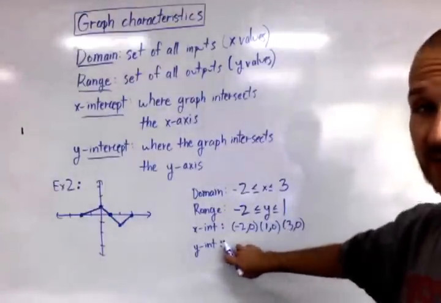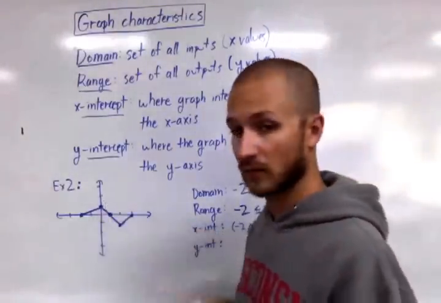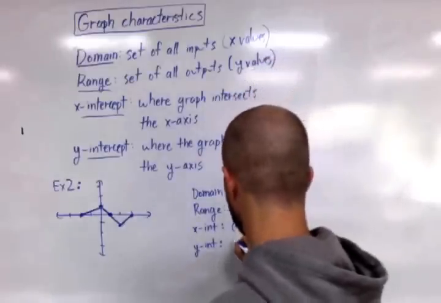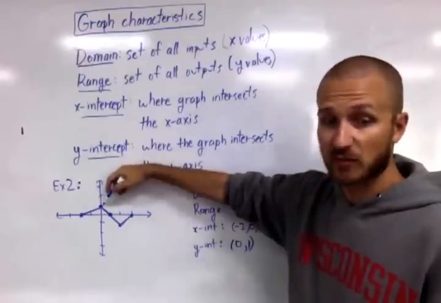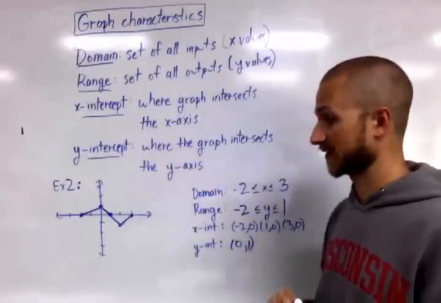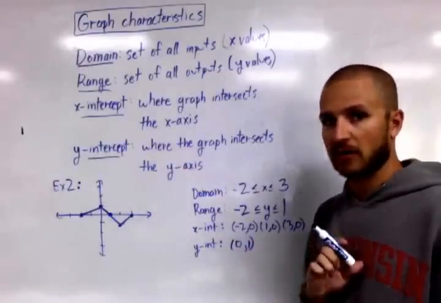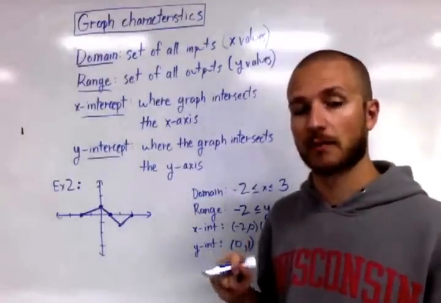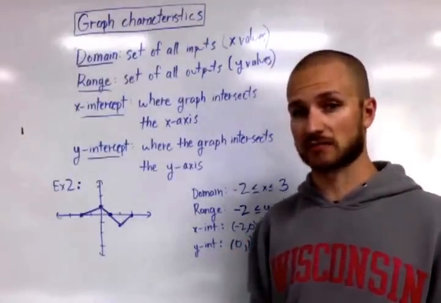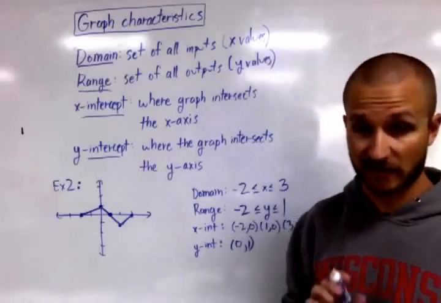For y-intercepts here, I only have 1. And that is the point (0, 1), which is right there. It's where my graph intersects the y-axis. Now, it's possible to have more than one y-intercept, but it's not going to be a function. Right? Something to think about, something to figure out.